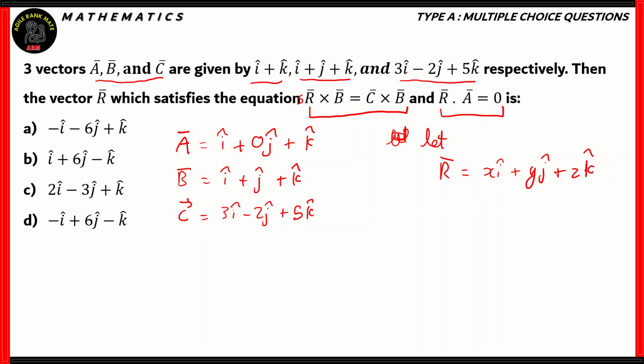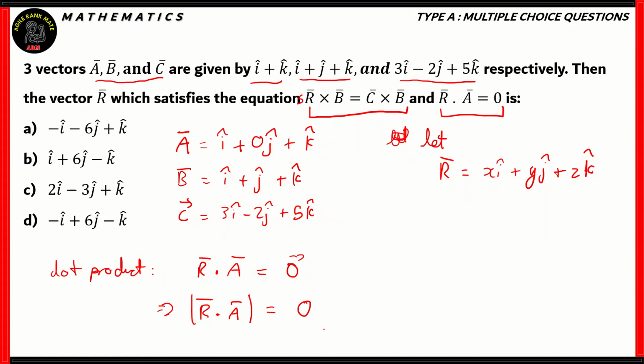Now let's look at the easier equation here. In this question, we're given a cross product and a dot product. Now the dot product equation given is this. The vector r dot product with vector a gives us 0. Since the dot product of the vectors r and a is 0, it is clear that the value of that dot product would be 0.